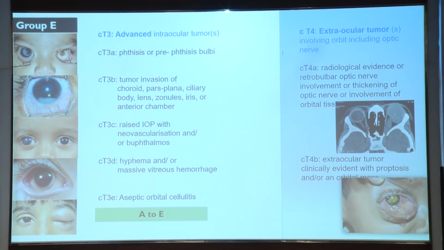There is radiological evidence of retrobulbar optic nerve involvement or thickening of the optic nerve, or involvement of the orbital tissue. Optic nerve involvement in retinoblastoma is the most dangerous. You know that the optic nerve is connected to the optic chiasm and brain, and there is a high risk of central nervous system involvement if the optic nerve is involved. But if it is only related to the orbit, an extraocular extension but not involving the optic nerve, with no CSF involvement, it actually has a slightly better prognosis than optic nerve involvement. So some of us believe that T4B should actually be slightly better than T4A, right?